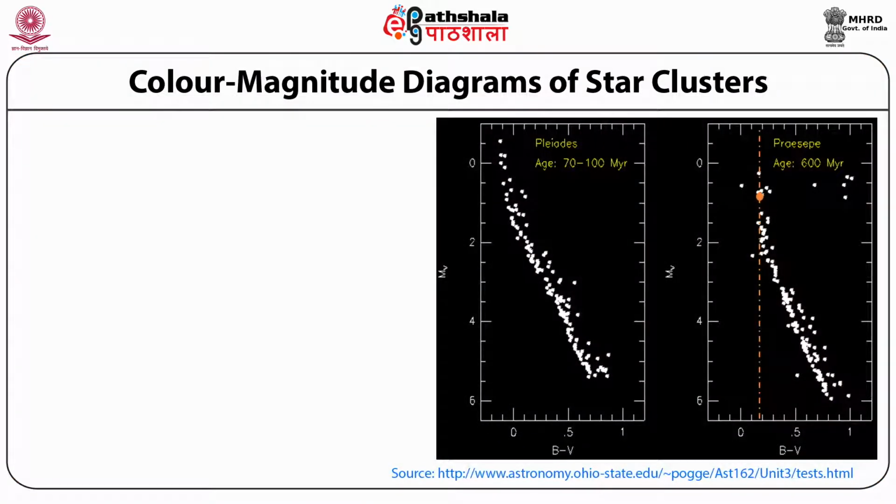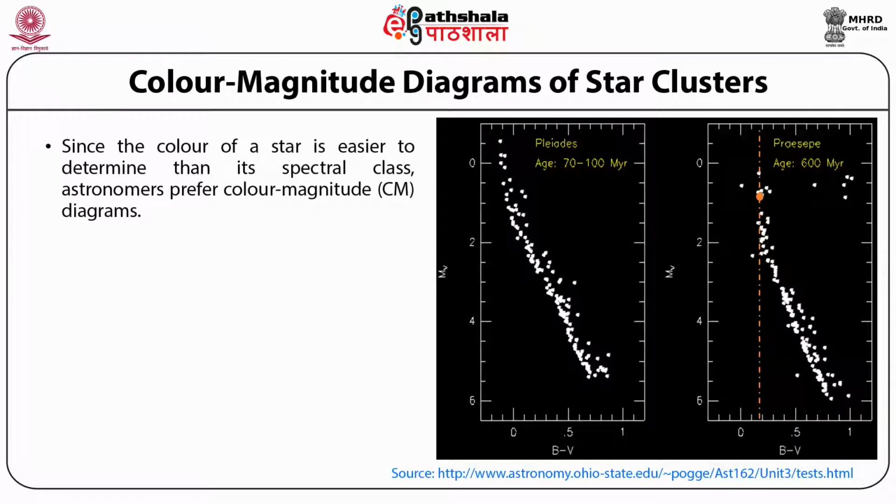Color magnitude diagrams of stellar clusters. Now this figure shows the color magnitude or CM diagrams of stellar clusters such as Pleiades, Praesepe, M44, M92 and M67. Since the color of a star is easier to determine than its spectral class, astronomers prefer color magnitude CM diagrams.